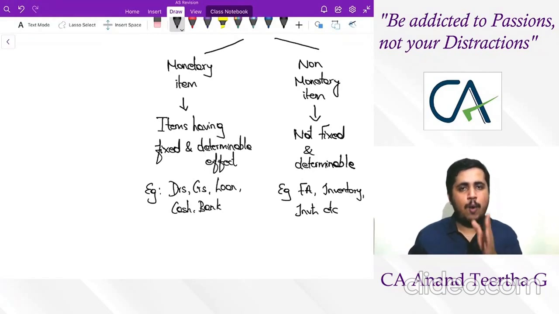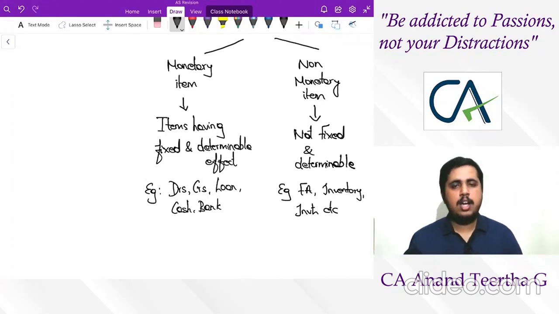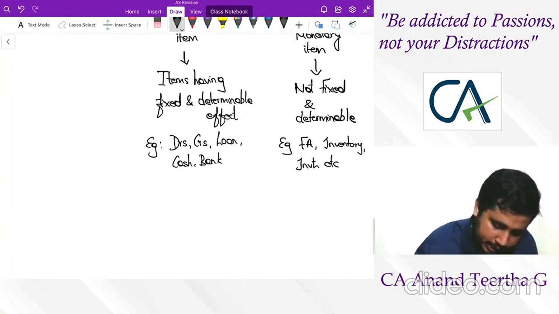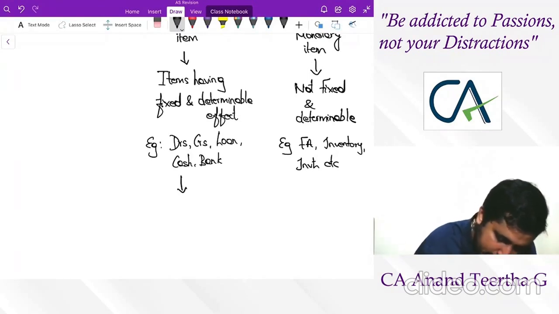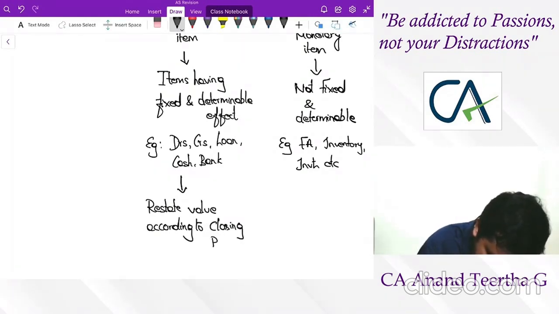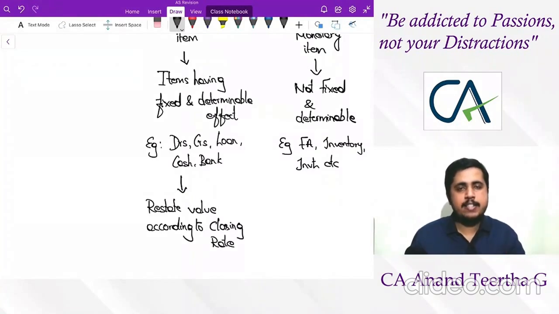So the key factor is that the underlying value should remain the same. That will be monetary, other things will be non-monetary. Now, after making this bifurcation, how is it supposed to be interpreted? What does the standard tell us? If it is a monetary item, then restate the value according to the closing rate. According to the closing exchange rate, restate the underlying value of those items.